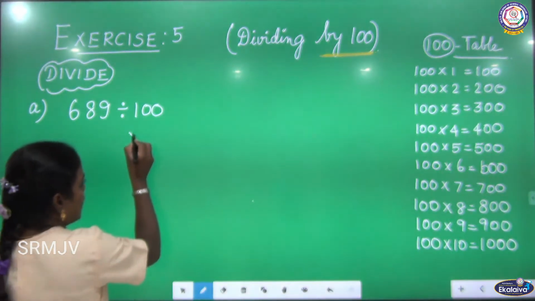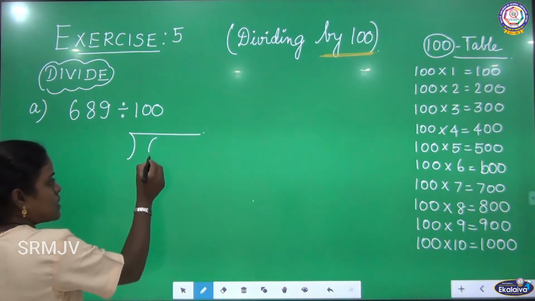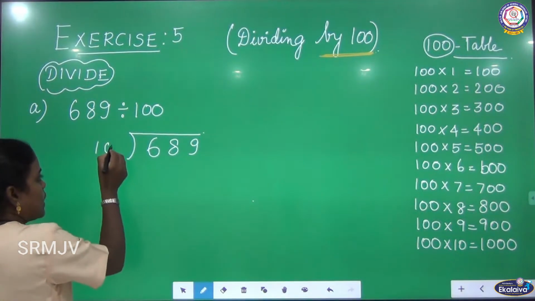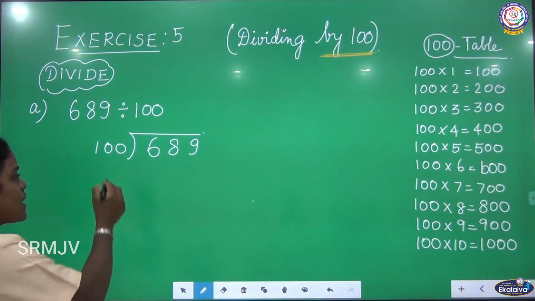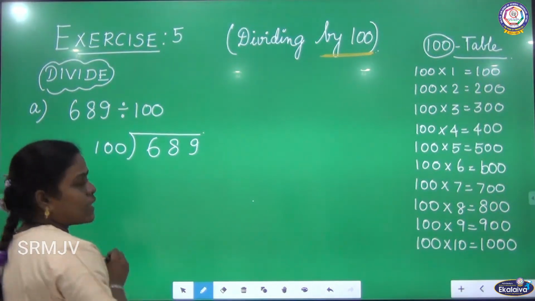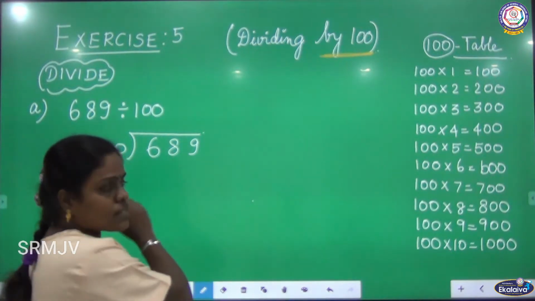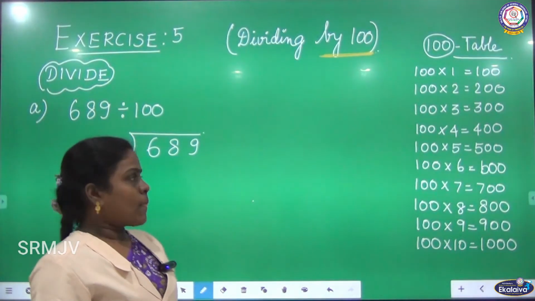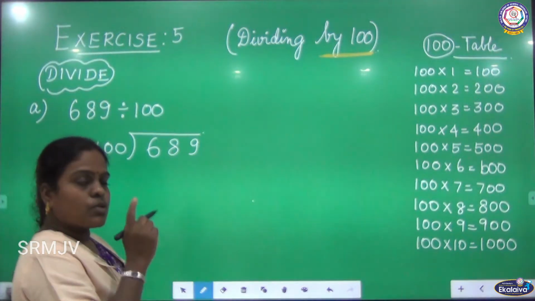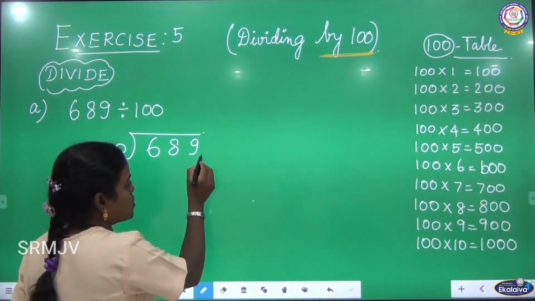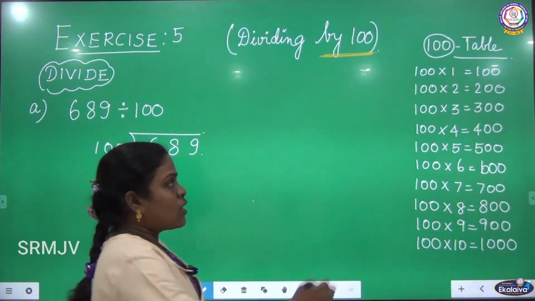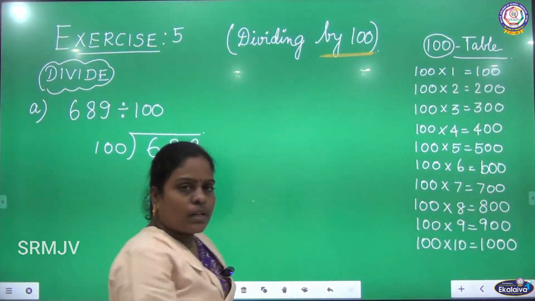Arrange the numbers in the division bar first. 689 divided by 100. So 100 we should write outside the division bar. 689 is the dividend, so we should write inside the division bar. Here the divisor is a 3-digit number, so we have to take all the digits together. So we have to take 689. Now look into the 100th table.